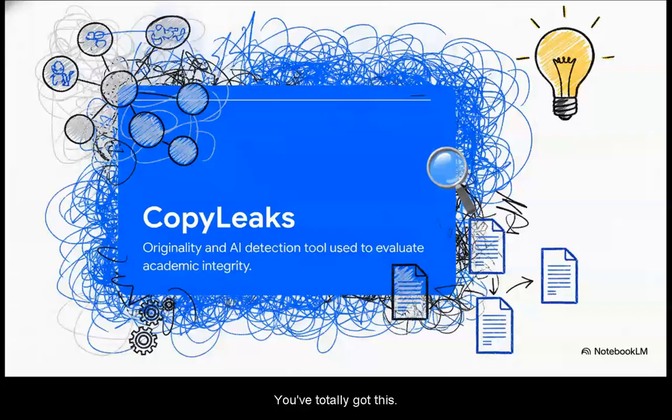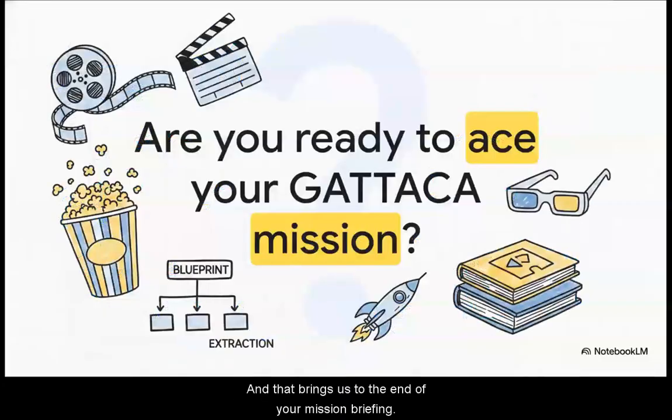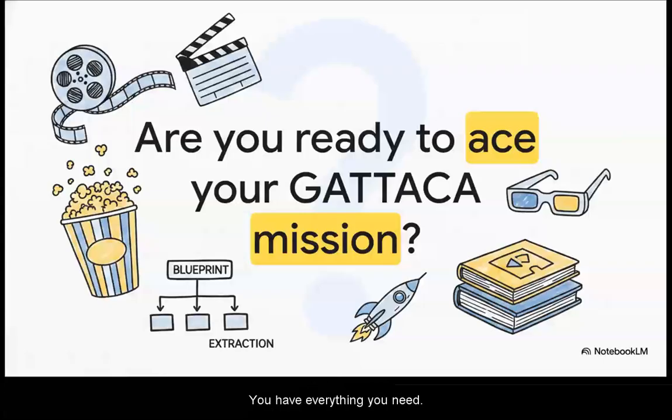You've totally got this. And that brings us to the end of your mission briefing. We've covered the directive to merge theory with film, your 4 target prompts, the strict blueprints you need to follow, and your extraction protocols. You have everything you need. So, what does this all mean? Well, the only question left is, are you ready to beat the odds, follow the blueprint, and ace your GATTACA mission? Go review those prompts one more time, grab some popcorn, and hit play. Good luck!